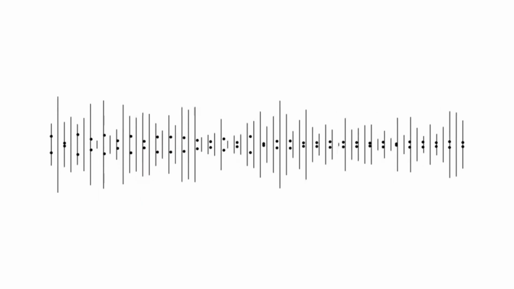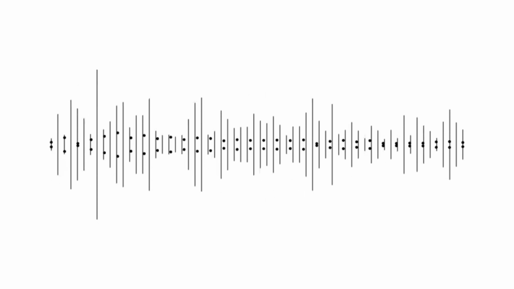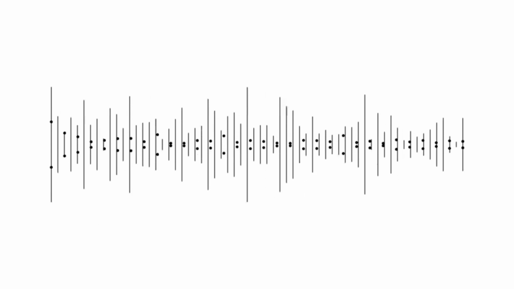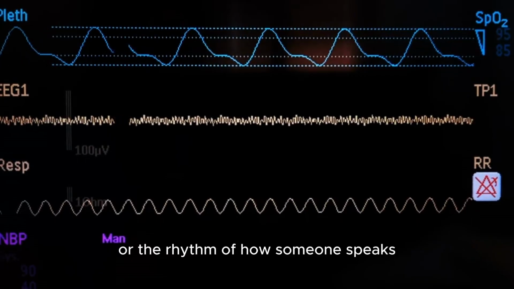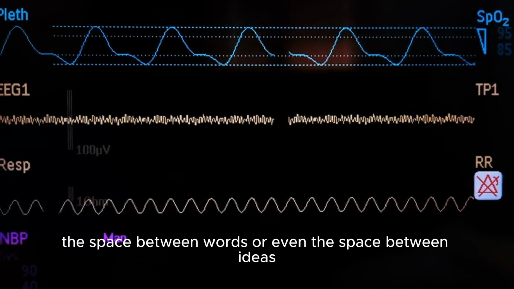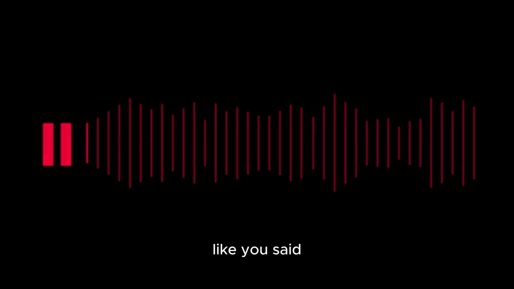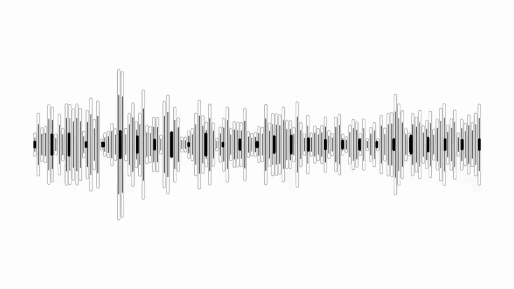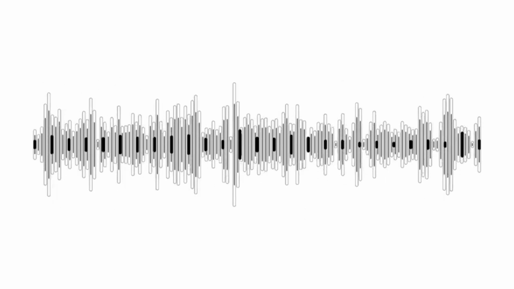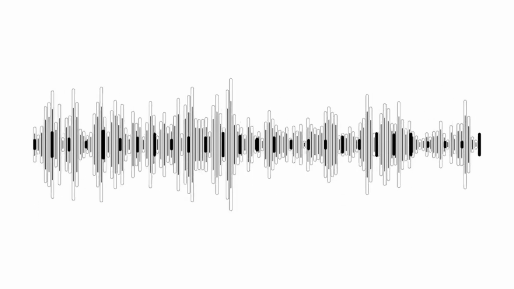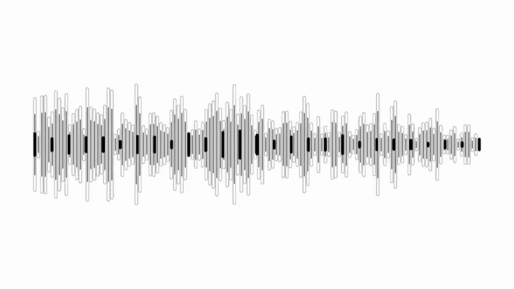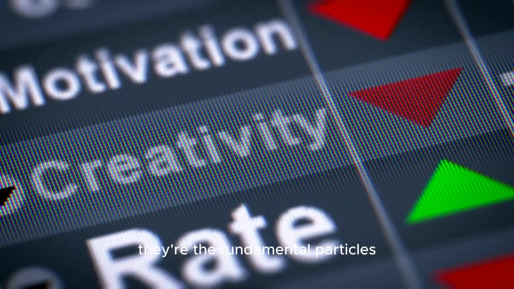Exactly. It makes you want to actively listen for these kinds of relationships, these intervals in the world around you. Yeah. Not just in music, but maybe in patterns in nature, or the rhythm of how someone speaks, the space between words. Or even the space between ideas, like you said. It encourages a whole new way of perceiving connections. A new way of hearing the world, almost. Absolutely. These musical intervals, these seemingly simple measurements, they're truly profound. They're the fundamental particles of music's expressive power.